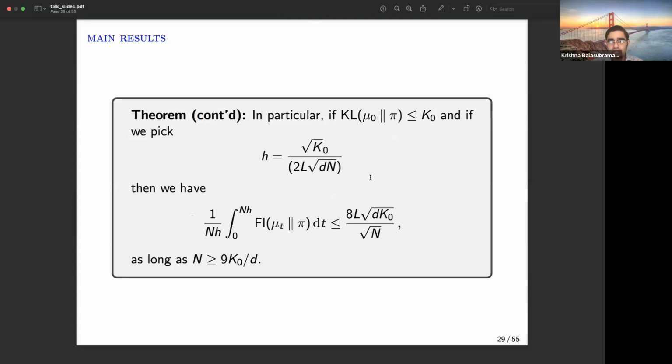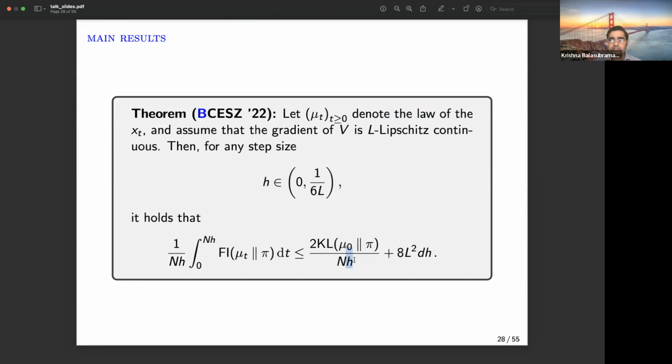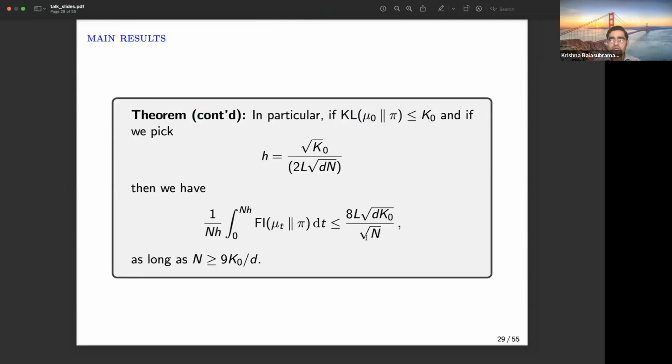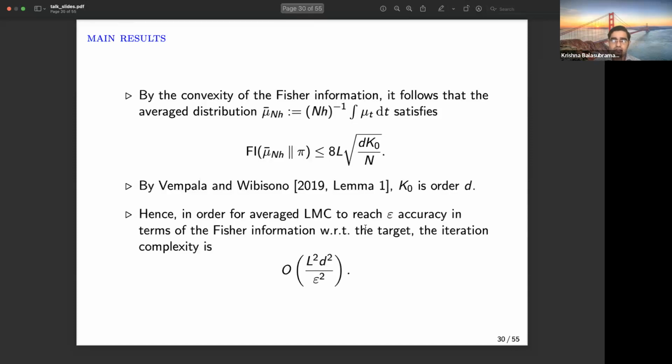So it turns out that if your initial divergence is upper bounded by some K naught, and you pick your h to be exactly this value, then you have h in the denominator here and h in the numerator here. You pick h to balance both, and then you can get a much simpler bound. The actual bound is not important, but let's look at how to interpret it.